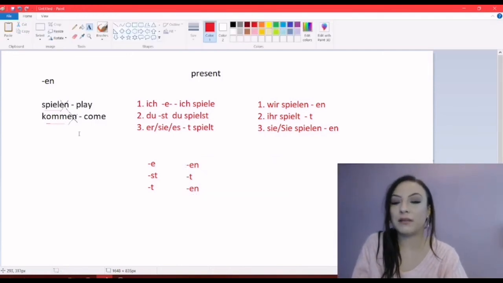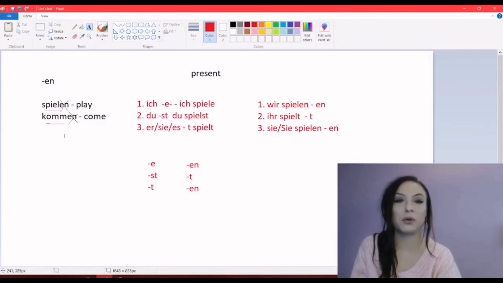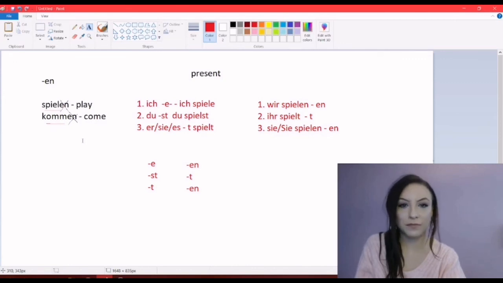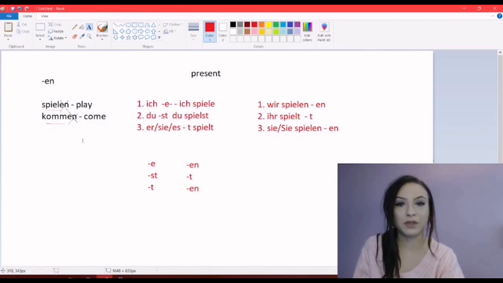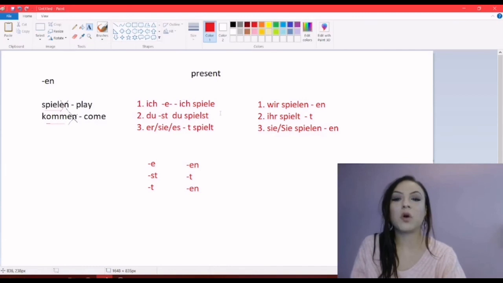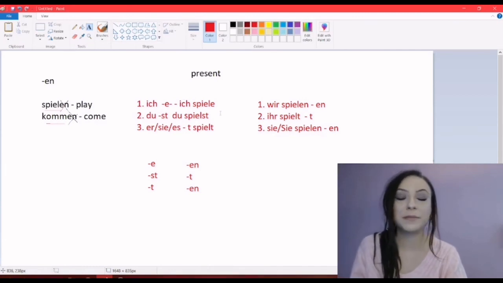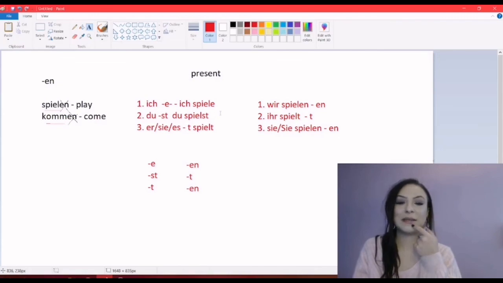So let's, for example, see kommen. Okay, the stem is komm, and it would go like this. Ich komme, du kommst, er, sie, es kommt. Wir kommen, ihr kommt, sie kommen. Okay, so that's how you form it. Most of the verbs are regular, but there are some irregular verbs, which we will see a bit later.